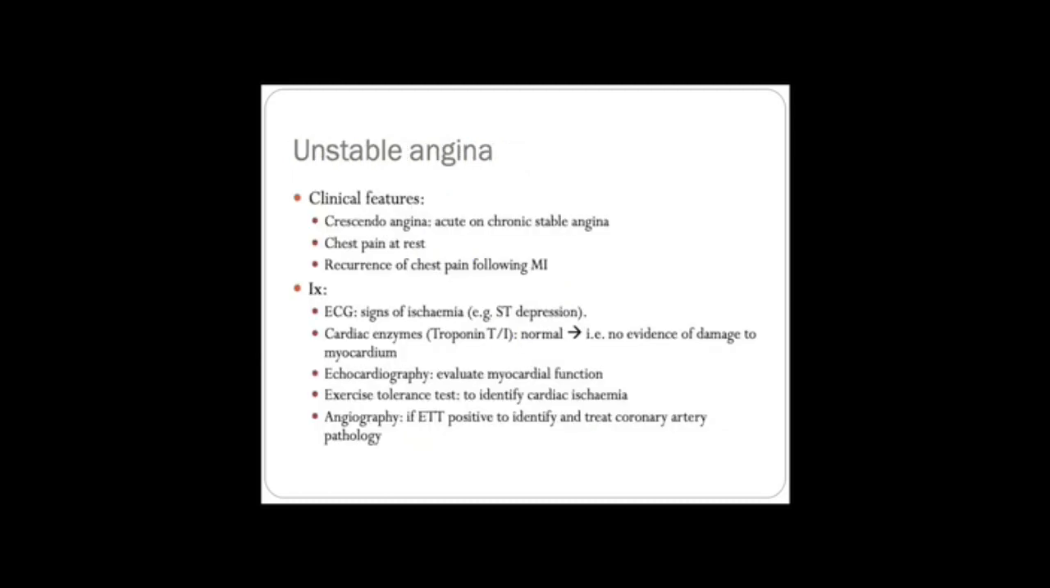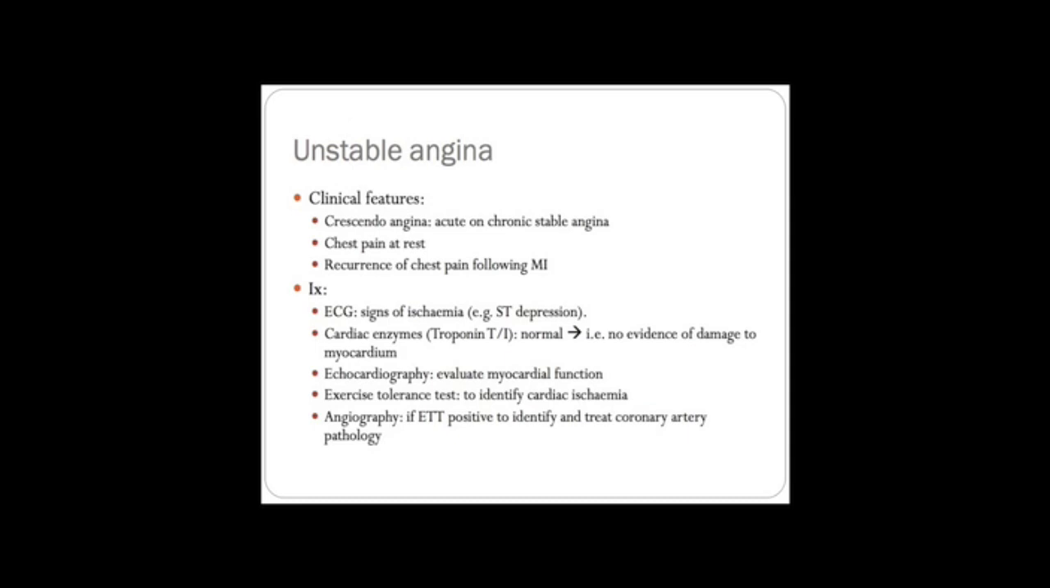Right. Unstable angina. So this is the first type of acute coronary syndrome. And this can present in a number of ways. It could be chest pain at rest, or it could be acute on chronic angina. So the patient has already had stable angina, but it has now got to a stage where the patient is beginning to get worsening angina and beginning to get pain at rest. Or recurrence of chest pain having had a previous MI.